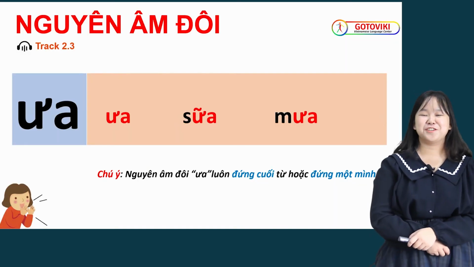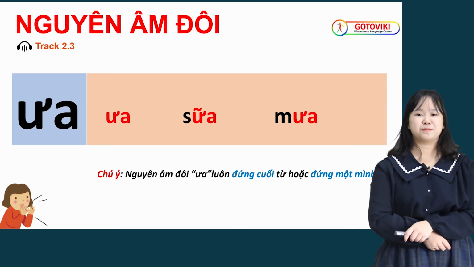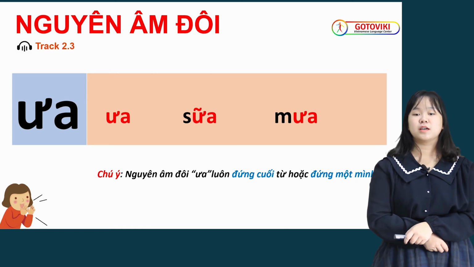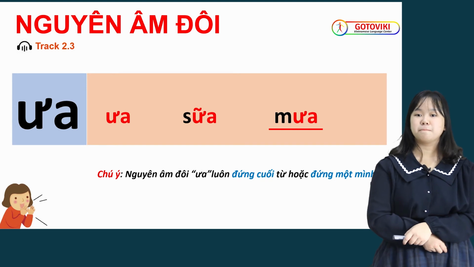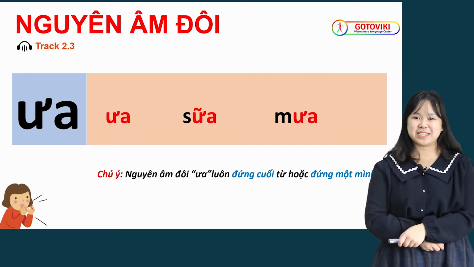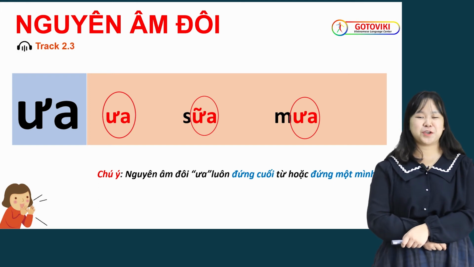Okay, the second double vowel that we studied today is in the first writing way with and a. Okay, repeat it to me. For example, sữa, mưa. Sữa, sữa, sữa. Mưa, mưa, mưa. Mưa is the rain in English. So, through this example, can you see the position of the vowel? Yes, that's right. The vowel can stand alone or stand at the end of the word, the same as the position of the previous vowel.